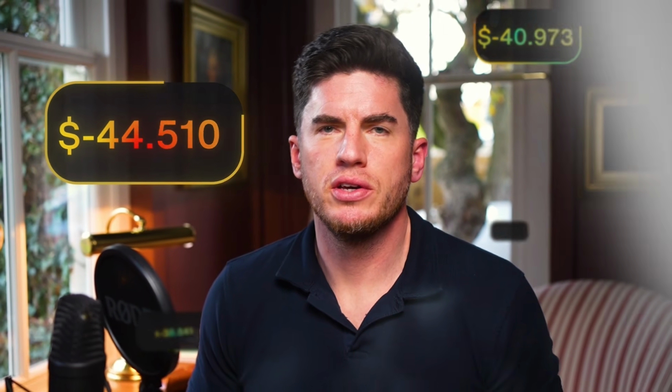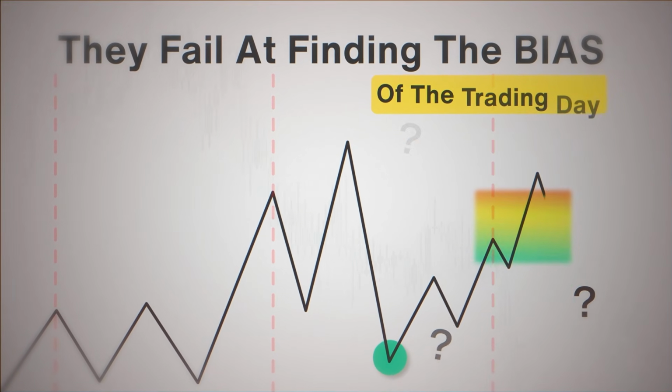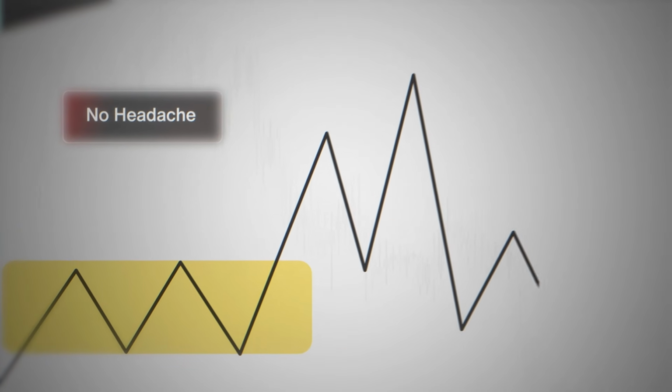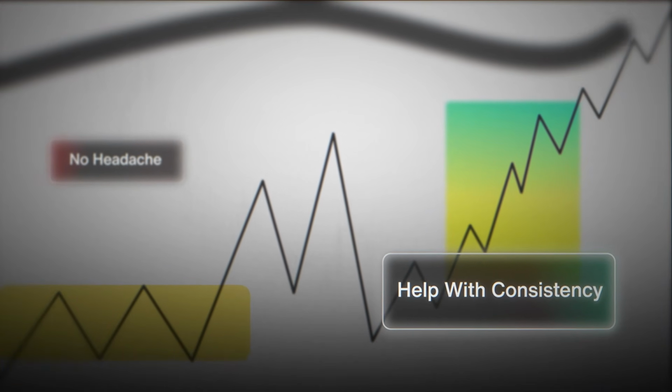Most traders lose because they fail at finding a bias for the trading day. If they could just use one indicator, which would simplify your bias every single day, that would take the headache out of analysis and help you with consistency. The indicator I'm talking about is the initial balance.